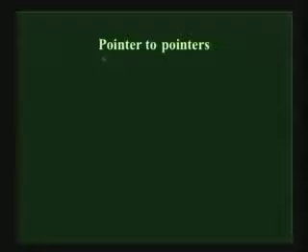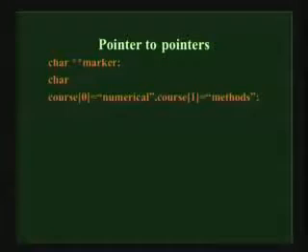We will now look at pointer to pointers. In the previous section we saw pointers, which was pointing to variable memory, and now we are looking at pointer to pointers. That is defined as char double asterisk marker. So the marker is now a pointer to a pointer. That means if I define a pointer like this, for example, there is a character string array here called course 0 and course 1, and course 0 is numerical and course 1 is called the string methods. Okay, so now I can use this.